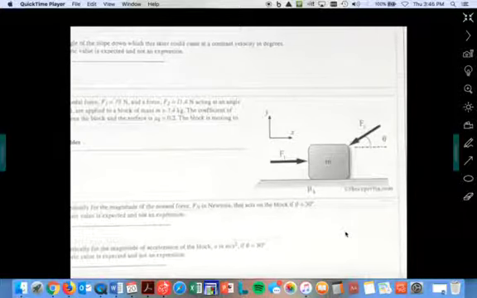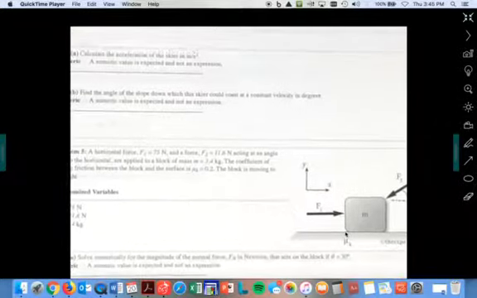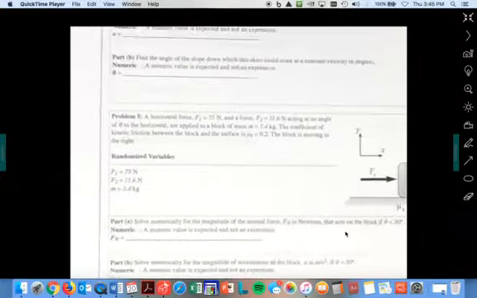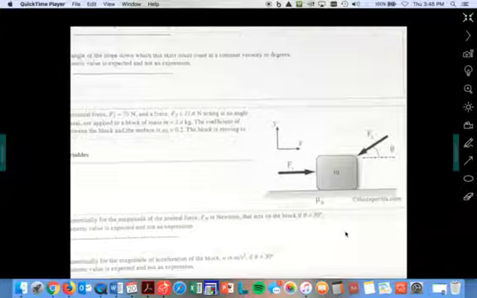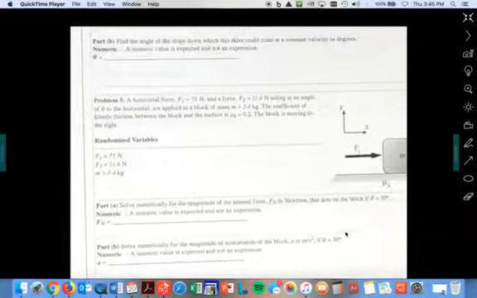Again, I'm probably going to leave this. I'm probably not going to use any numbers. I'm going to make it generic so that it can go on to all kinds of different things, so that all of you can use it with whatever numbers you have. And let's just draw what's going on here. What do they want us to find? Solve numerically for the magnitude of the normal force on the block.